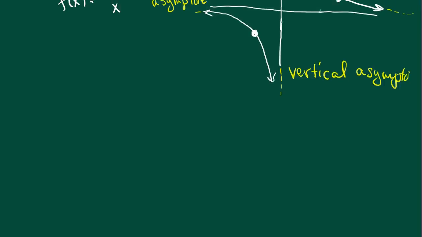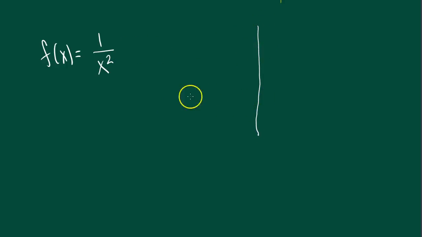Our second rational function, I don't know whether it has a name anywhere, but it is f of x is equal to 1 over x squared. And that looks a lot like 1 over x, but not quite, as you might expect. For one thing, it doesn't have odd symmetry. Instead, it has even symmetry.